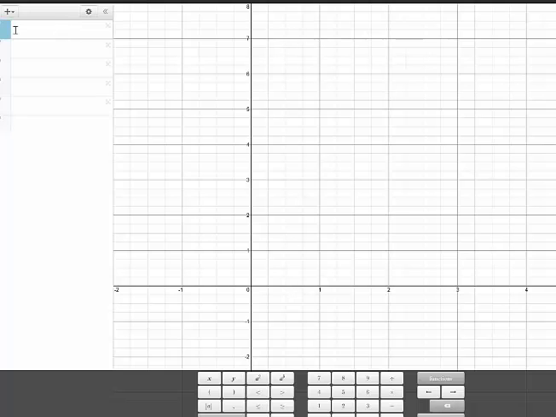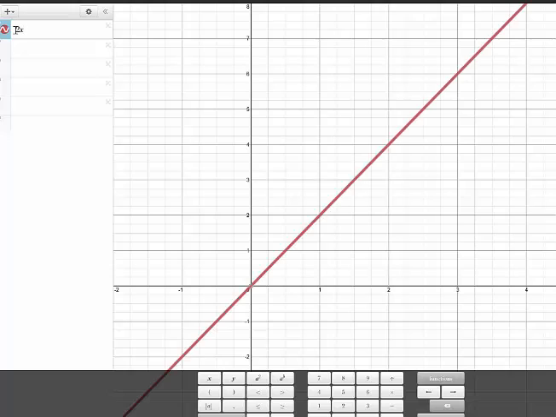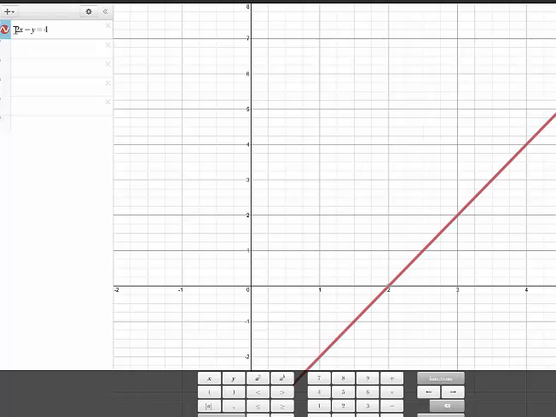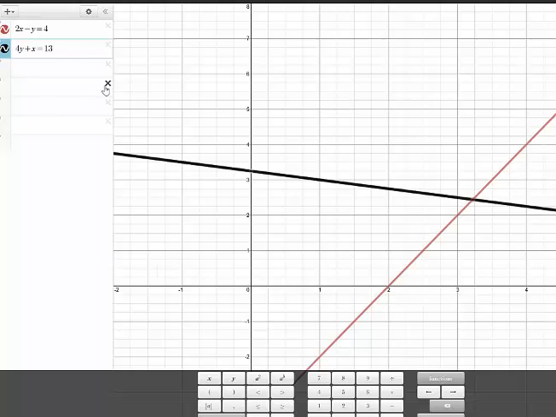I have another example down here. And this example does not come out quite as nice. So what I'm going to do is I'm going to show you how to use Desmos for this particular example. 2k minus j equals 4. In Desmos, I'll write that as 2x minus y equals 4. Desmos recognizes the two variables x and y. And my second, 4j plus k equals 13, I have my y set as j and my x set as k. So I've got 4y plus x equals 13.